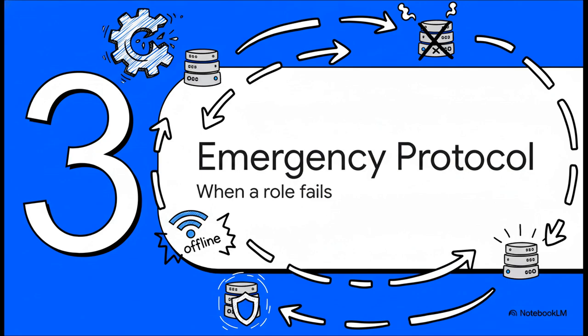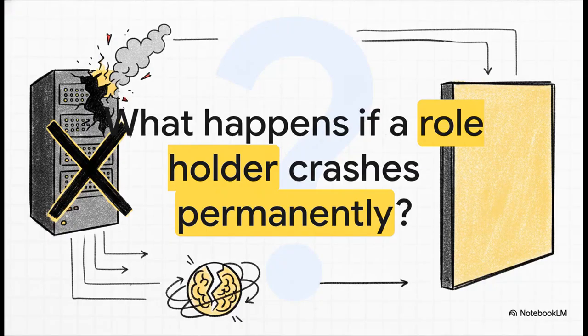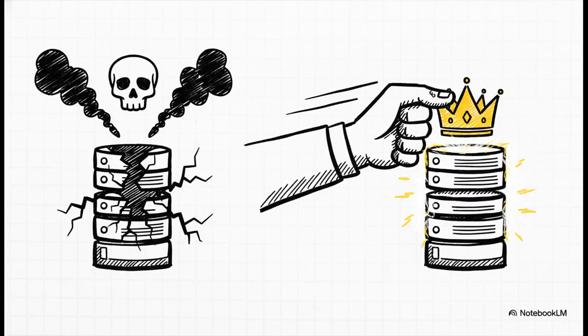So, we've met the team, we know what they do, but what happens when one of these specialists suddenly isn't there? What's the emergency protocol when a critical role holder just goes offline for good? I mean, this is the scenario that keeps system admins up at night, right? What happens if the server holding a critical role, like your PDC emulator, has a catastrophic failure? It's gone. It is not coming back. What do you do? Well, you can't just sit around and wait. The business depends on these functions. You have to take action.